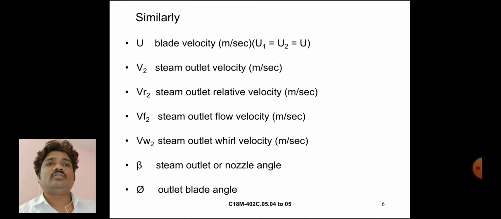Similarly, U is the blade velocity, and U1 is equal to U2 is equal to U. V2 is the steam outlet velocity, VR2 the steam outlet relative velocity, VF2 the steam outlet flow velocity, and VW2 the steam outlet whirl velocity, all in meters per second. Beta is the steam outlet or nozzle angle. Phi is the outlet blade angle.